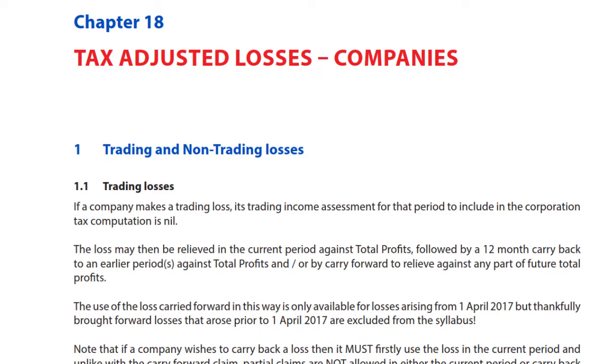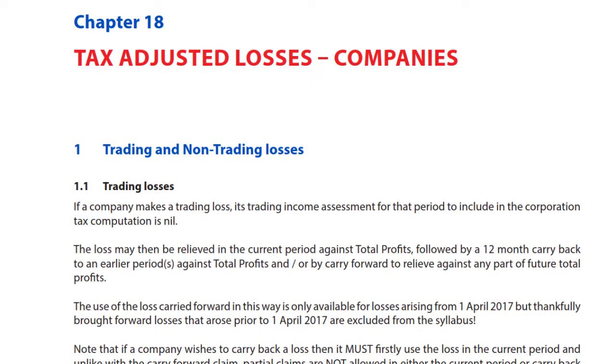When we deal with losses, therefore, we will now establish, as we did with income tax, that if the company has made a tax-adjusted trading loss, then we don't put a negative to our tax computation. In income tax, we had a nil assessment going to the income tax computation. So it is now in corporation tax that a company making a loss for its chargeable accounting period will show a nil trading income assessment on its corporate tax computation.